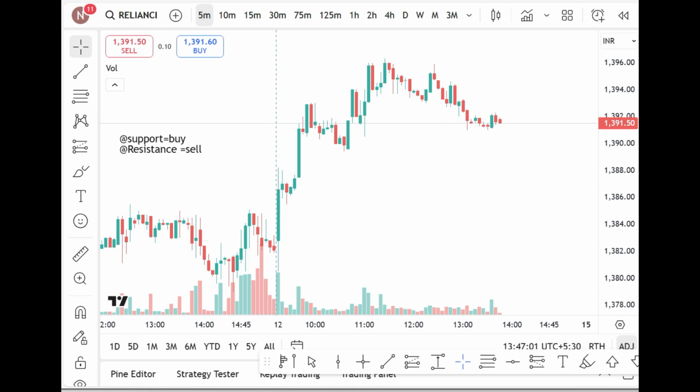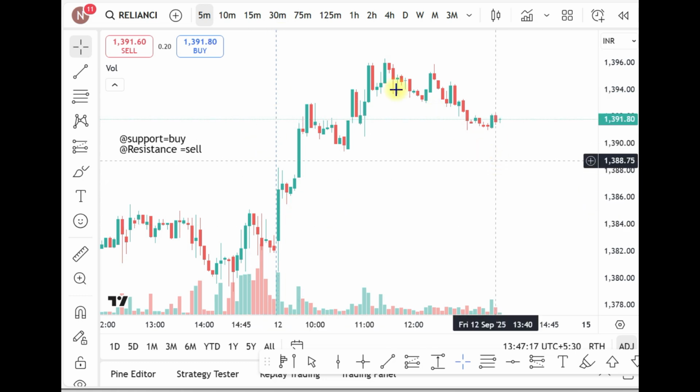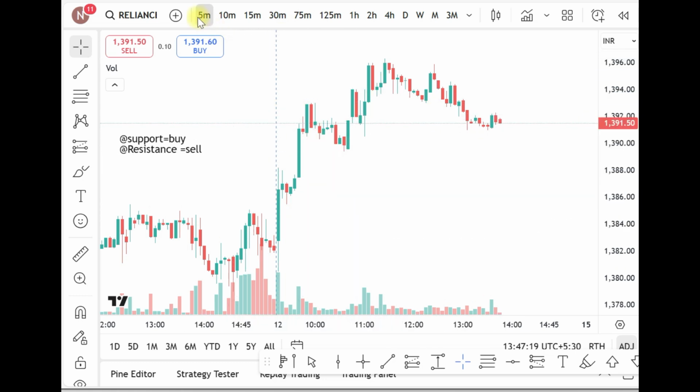In this video, let's explore how to identify the support and resistance levels, how to draw the trend lines, and add the indicators on the charts. So let's begin. We are in the Reliance chart of 5 minutes time frame. Let's identify the support and resistance levels in this chart.